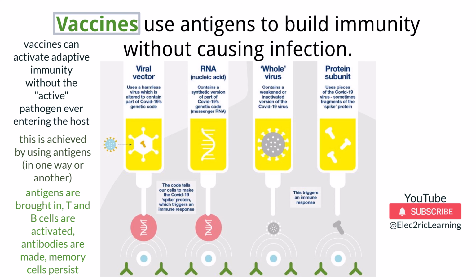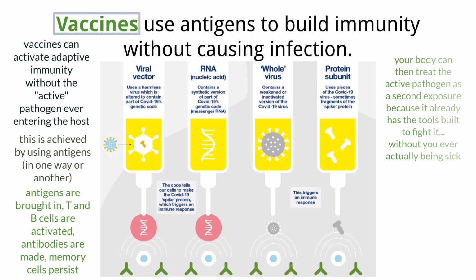This would mean if you have taken the vaccine and get infected at a later date, your body would be treating it as a second exposure, even though it was technically the first exposure with an active pathogen. This would make the process of fighting the pathogen much faster and more efficient because the body already has the memory B cells and tools to beat it.